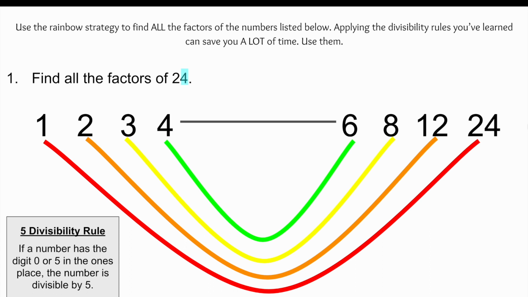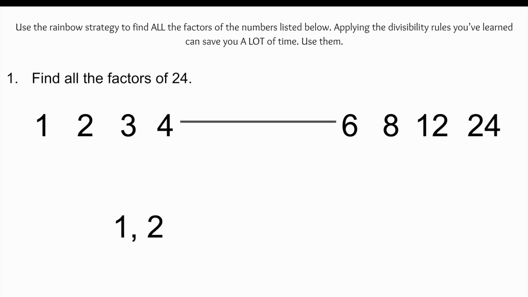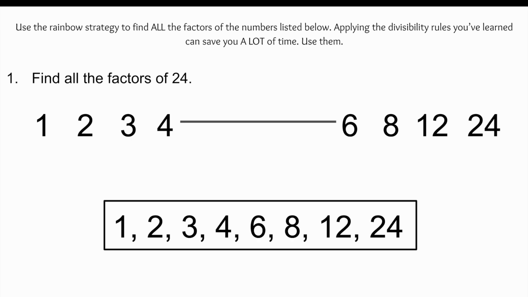But this isn't how we're going to write our answer. This isn't an answer. This is a strategy for how to solve to find all the factors. So now I'm going to write them in list form. The factors of 24 are 1, 2, 3, 4, 6, 8, 12, and 24. And that's my final answer.